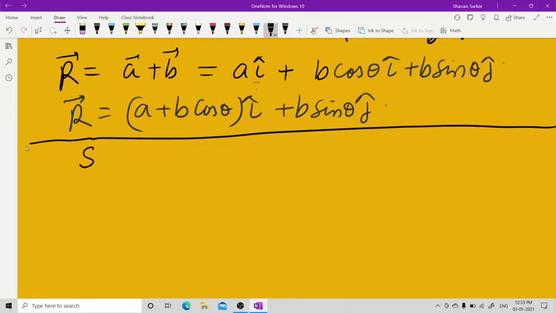Now, first is scalar or dot product. Dot product.